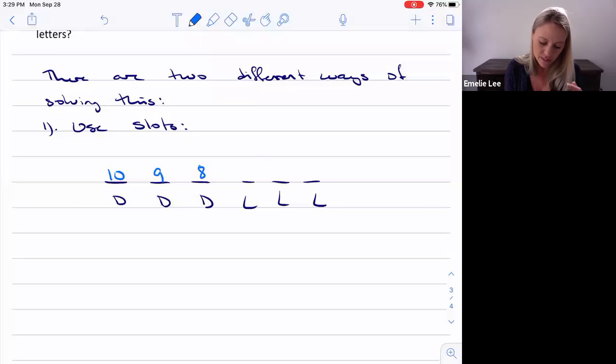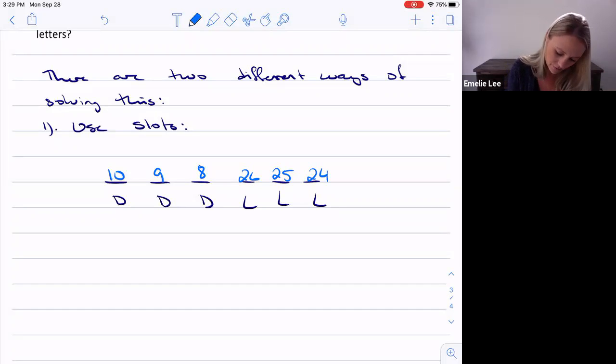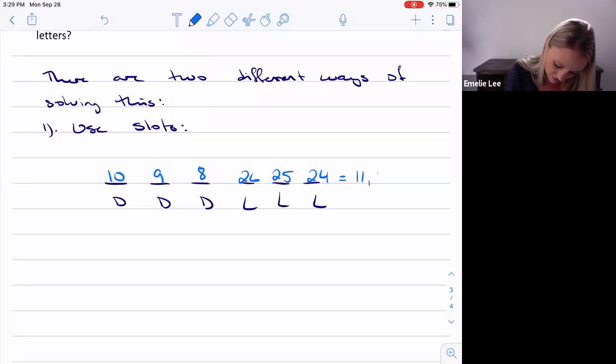Same thing with the letters, right? I have 26 to choose from. Then I've used 1, so now I move to 25, and then finally 24. So if I do this, this becomes 11,232,000.